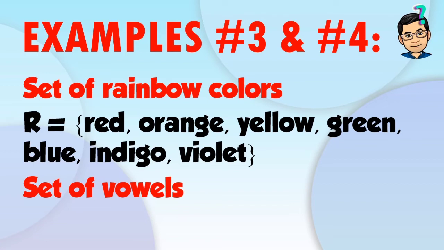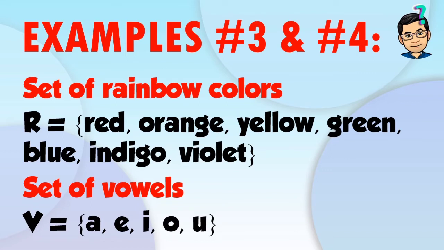Set of vowels. So, vowels, sa Tagalog, patinig. So, for example, we use set V. So, there are only 5 vowels. A, E, I, O, U. O sa Tagalog, A, E, I, O, U.